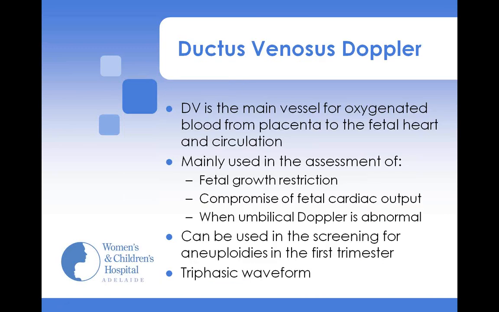So ductus venosus Doppler is next. The ductus venosus is the main vessel for oxygenated blood from the placenta to the fetal heart and circulation. Ductus venosus Doppler is mainly used in the assessment of fetal growth restriction and compromise of fetal cardiac output, and we perform it when the umbilical Doppler is abnormal. It is also used in the screening for aneuploidies in the first trimester.